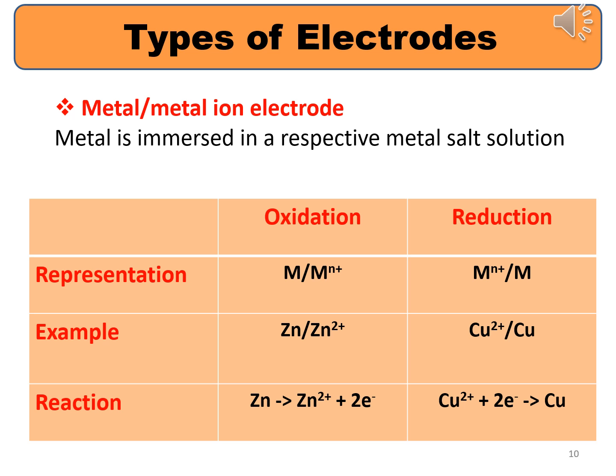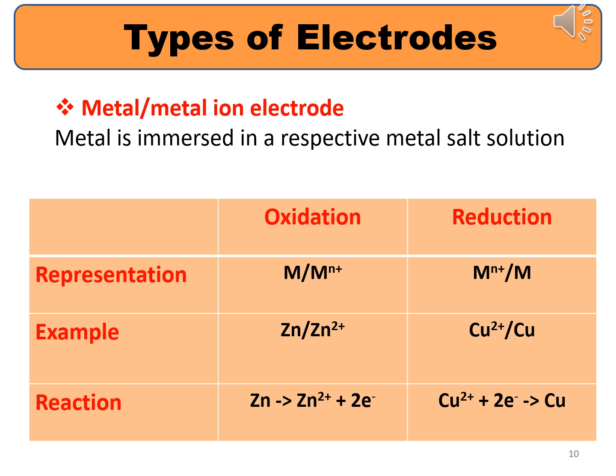There are different types of electrodes. One type is the metal-metal ion electrode. When a metal is immersed in its respective metal salt solution, it forms a metal-metal ion electrode. For example, when you place a zinc electrode in zinc sulfate solution, or a silver electrode in silver nitrate solution, or a copper electrode in copper sulfate solution, they all form metal-metal ion electrodes.